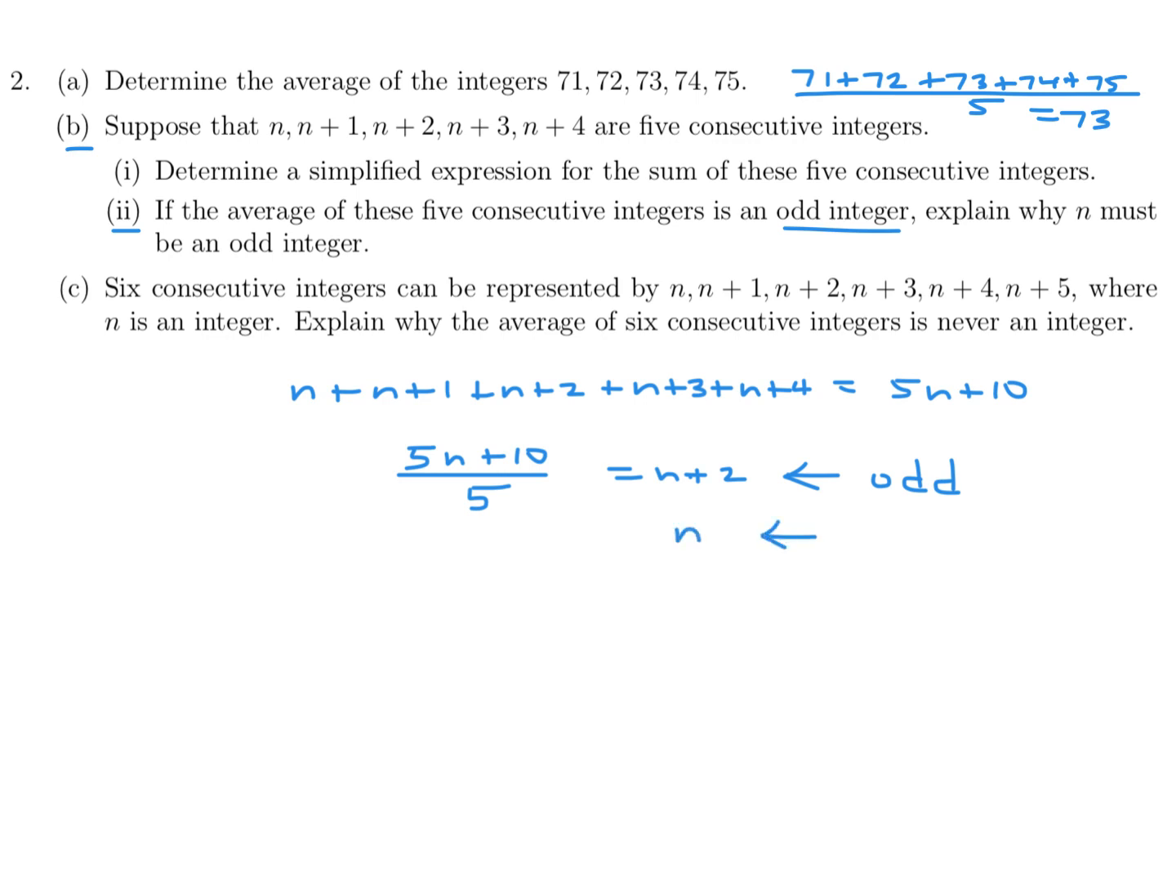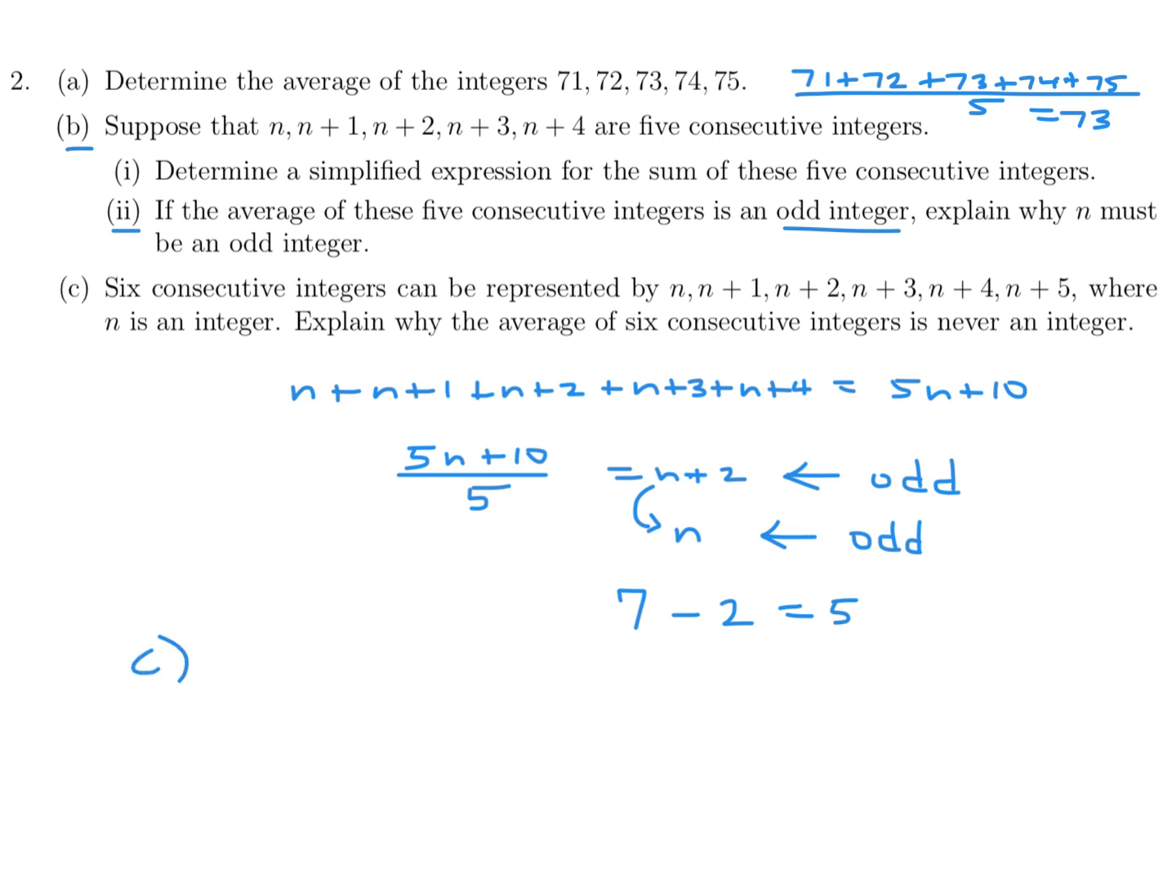So if n plus 2 is odd, n is odd. Because if you take any odd number and subtract 2, you'll get an odd. So for example, 7 is odd, right? But if you take 2 away, it gives you 5, which is also odd. So that's basically how you would explain that one.